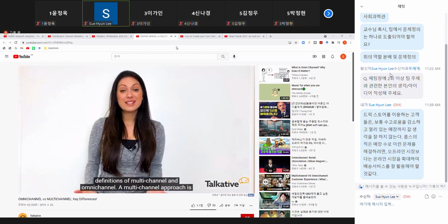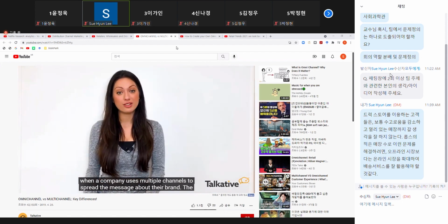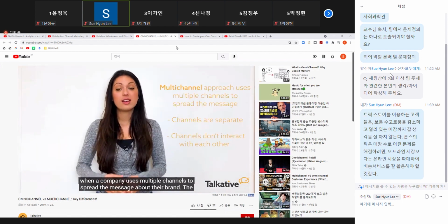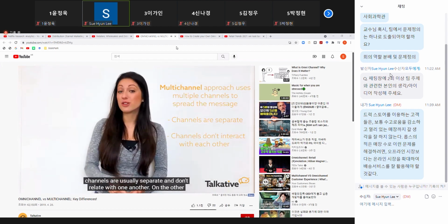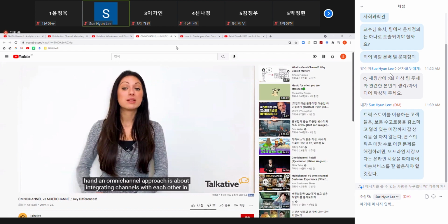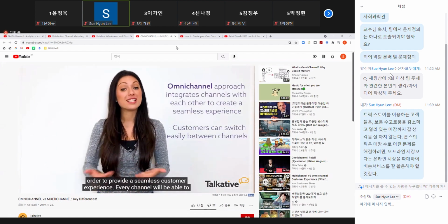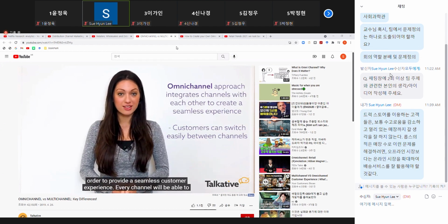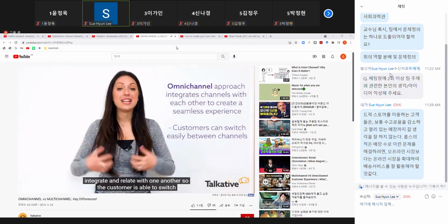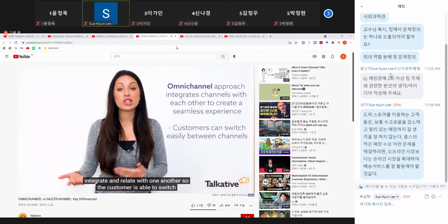A multi-channel approach is when a company uses multiple channels to spread the message about their brand. The channels are usually separate and don't relate with one another. On the other hand, an omni-channel approach is about integrating channels with each other in order to provide a seamless customer experience. Every channel will be able to integrate and relate with one another, so the customer is able to switch effortlessly between channels.